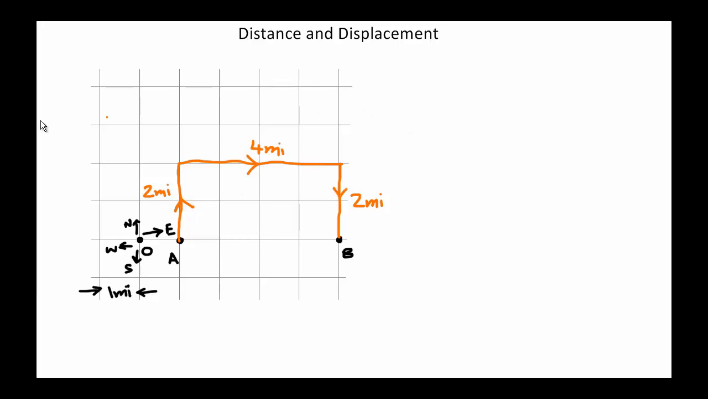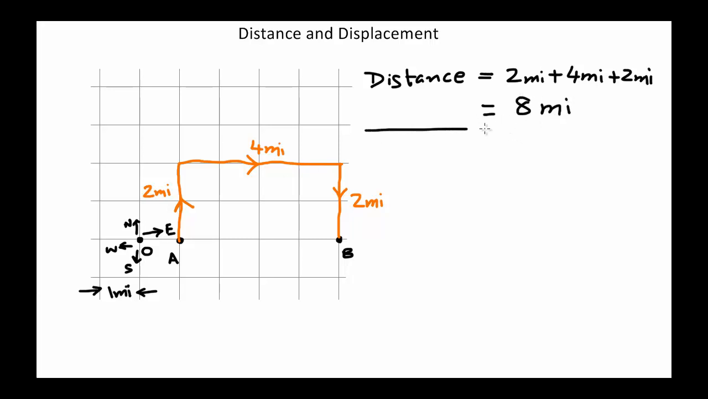Now, if I asked you what distance you have traveled in this journey, all you've got to do is add up the distance traveled for each segment. So the total distance of this journey is simply 2 miles plus 4 miles plus 2 miles for the 3 segments that we showed here, which totals up to a total distance of 8 miles. There we are. Distance as a scalar has just magnitude, which, as we discussed, has two components, the number and the units.